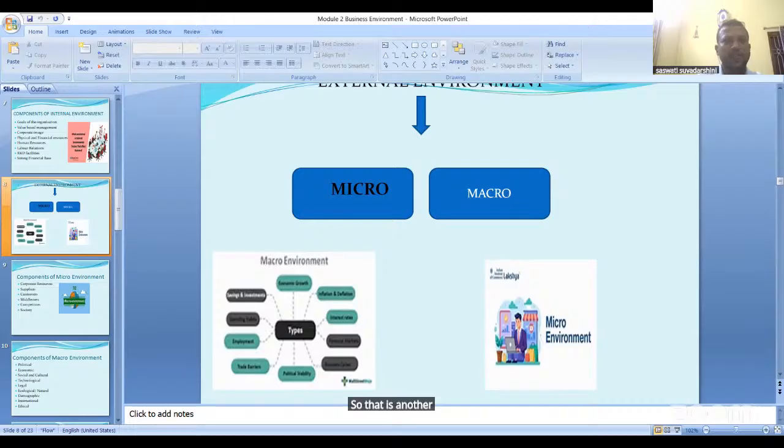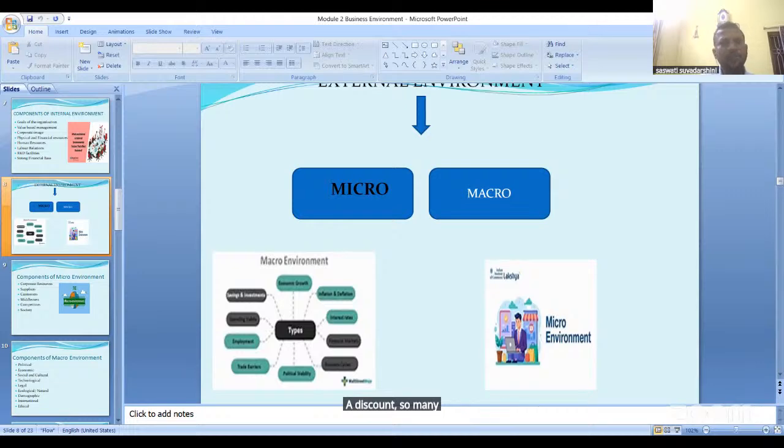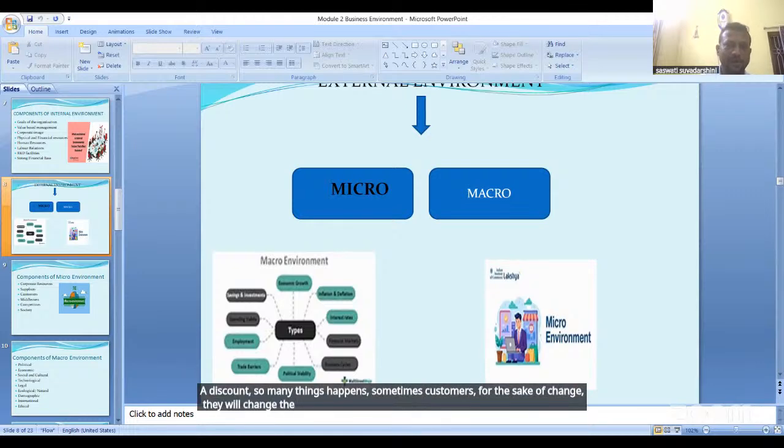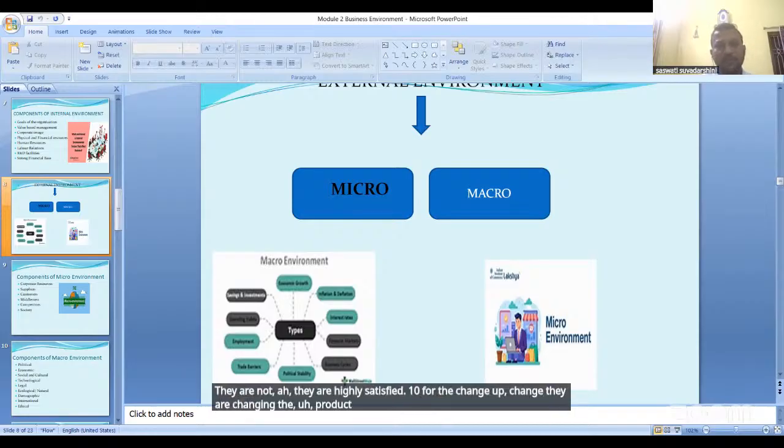Then the customer mindset always changes. The customer is always searching for alternatives, always searching for a better product, discount. So many things happen. Sometimes customers change the product just for the sake of change. They are highly satisfied, still they change the product for the sake of change. So that is a very major aspect: how to control or how to retain the same customer.